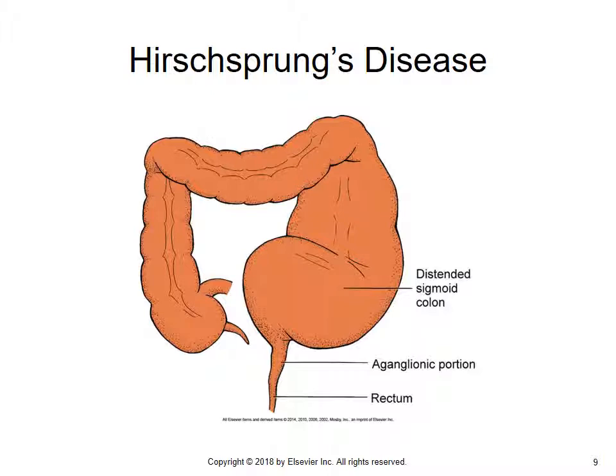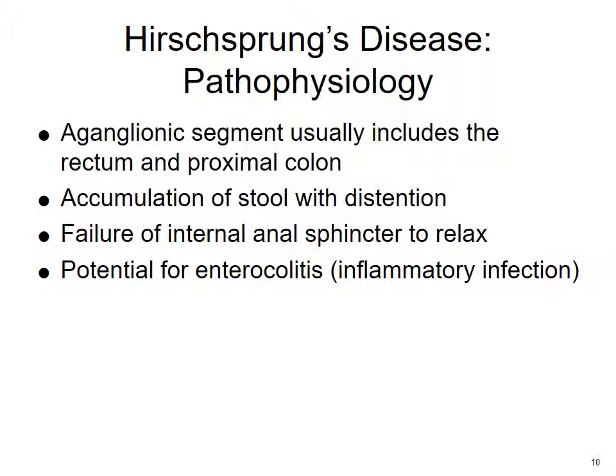And here we have an illustration of what happens to the sigmoid when it distends. And it's distending because it's becoming full. Things aren't able to be moved. So these ganglion cells are missing from the rectum and the proximal colon, and it causes an accumulation of the stool in that distended portion.